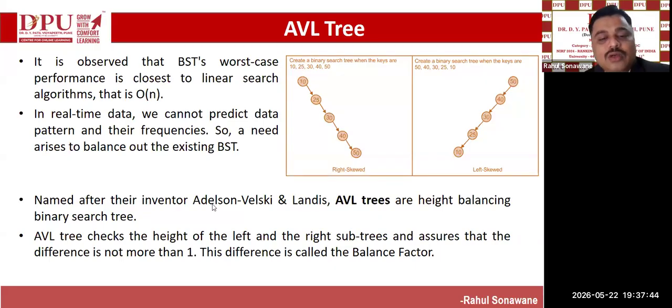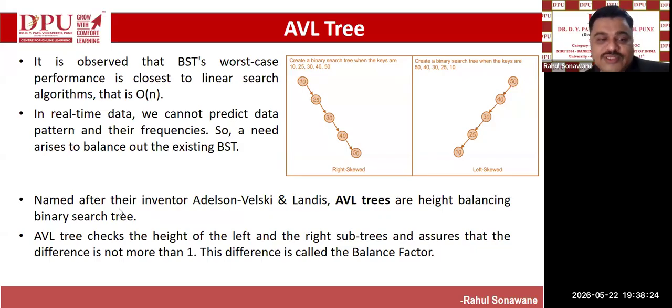Therefore, these three different persons, Adelson, Welsky, and Landis, came up with the solution. They tried to balance the tree according to its height. Therefore, they named it a height balanced binary search tree. Okay, and now this height balanced binary search tree is renamed the AVL tree by taking the initial letters of its inventors. Okay, so Adelson, Welsky, and Landis. So they have taken the initials of their names and they have come up with the AVL tree.